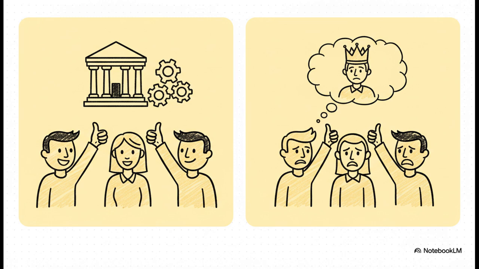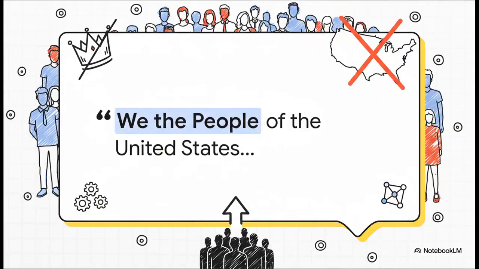But on the other side, you had the Anti-Federalists. They were really worried this new government was too powerful. They were afraid the president could become like a king, and they were especially concerned that the Constitution didn't have enough protections for people's individual rights. In the end, the Federalists won the argument.